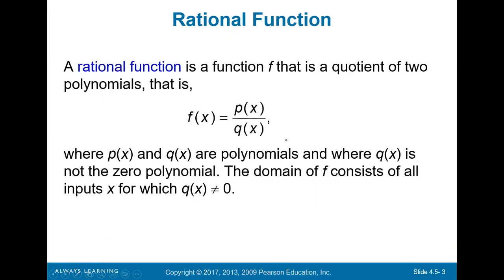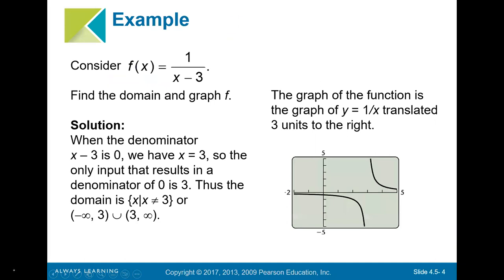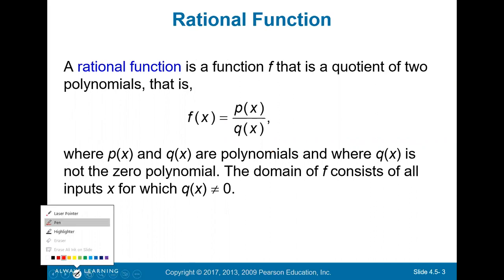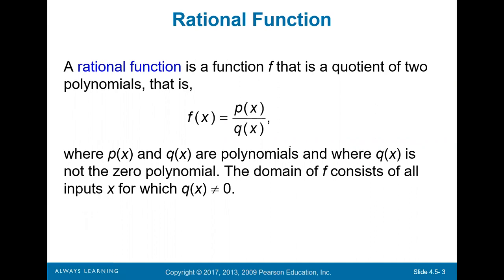A rational function, it's a fraction. A rational function is going to be a function that's written in a fraction form, that is a quotient of two polynomials, where in this case P of X and Q of X are polynomials, and where Q of X is not the zero polynomial. Basically meaning that Q of X cannot equal 0 because it's in the denominator. If it equals 0, then we have an undefined function going on.